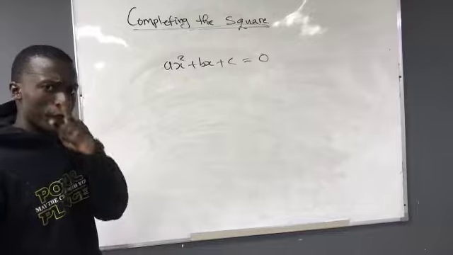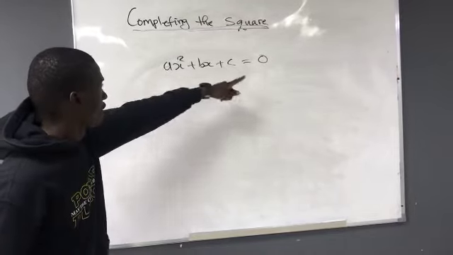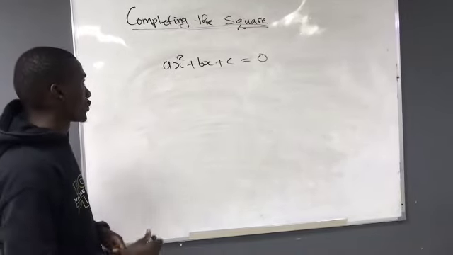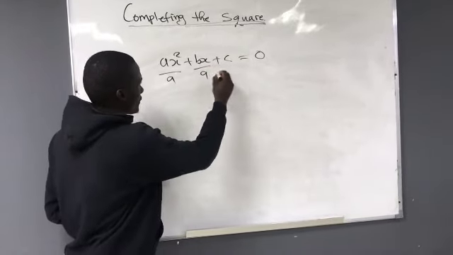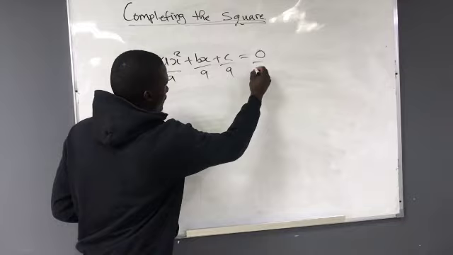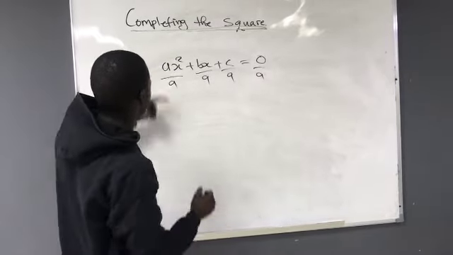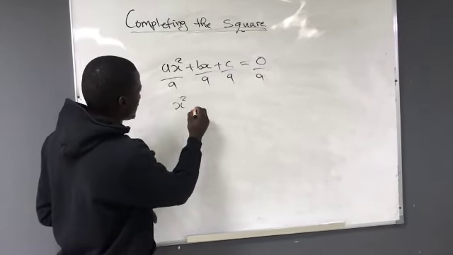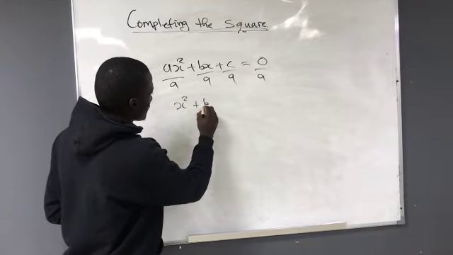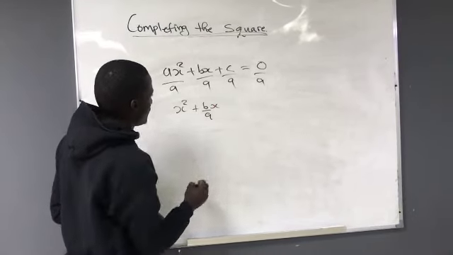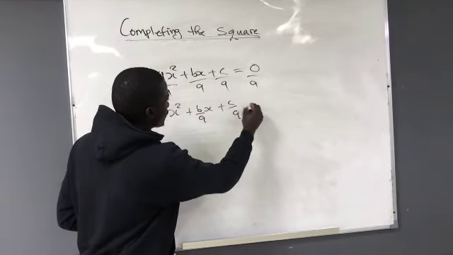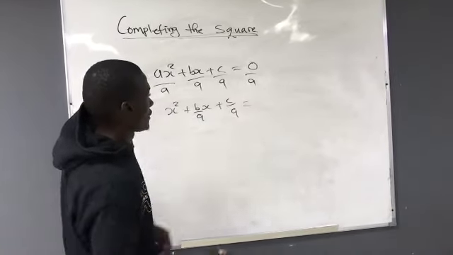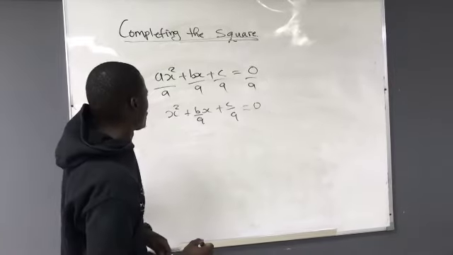What do you do? Your first step is to divide each term by the coefficient of x squared, which is a. Divide by a there, by a, also there, by a. When you divide these, you're going to get x squared plus b over a x plus c over a is equal to 0 divided by a, which is still 0.